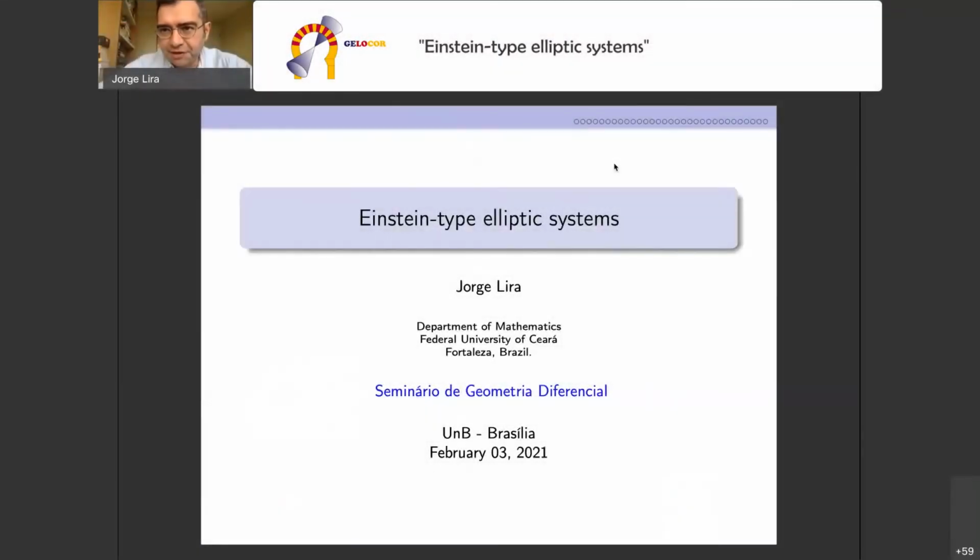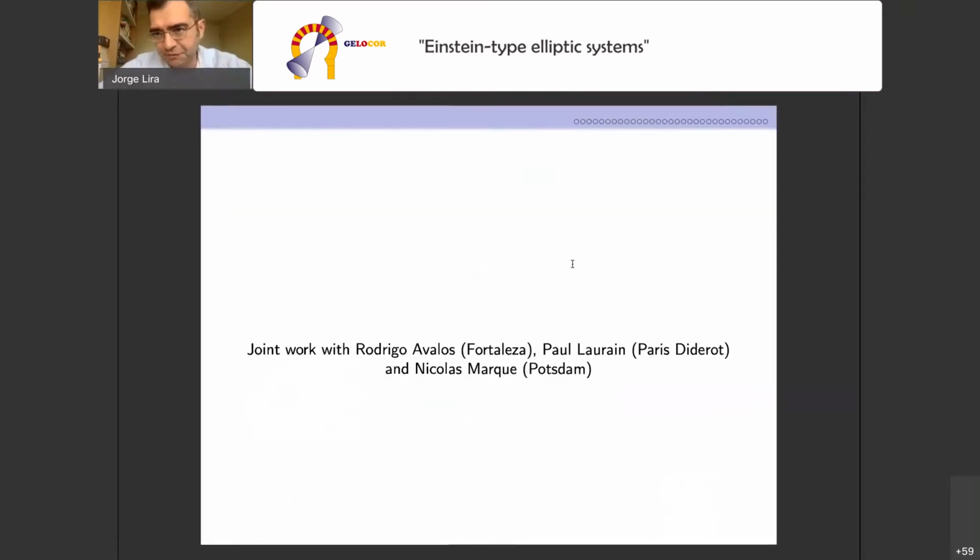The project is related to the Einstein constraint equations, but in a slightly more general context than the vacuum case. This is joint work, in fact part of a program involving some researchers: Rodrigo Avalos, who is going to talk tomorrow, Paul Laurent from Paris, and Nicolas Marc, a former student of Paul, who are pursuing some scientific goals with this project. Maybe it will be clearer in Rodrigo's talk tomorrow.